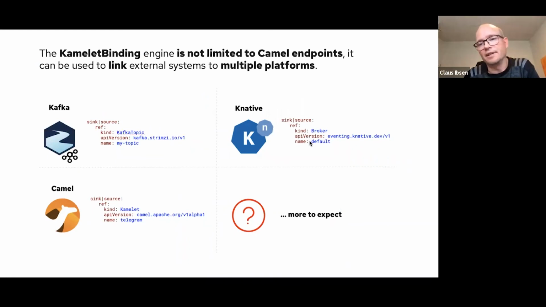But the Camelot binding can also be used for other things. You can use it directly with Knative if you install it, to send to Knative channels, Kafka using Strimzi, and Camel itself, and maybe more to come in the future.